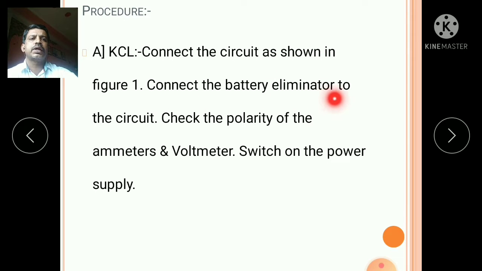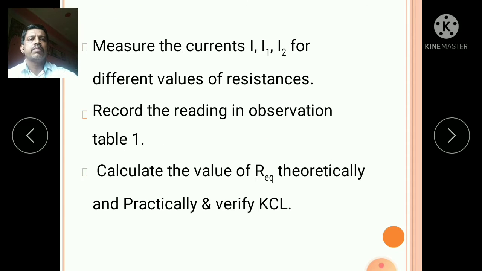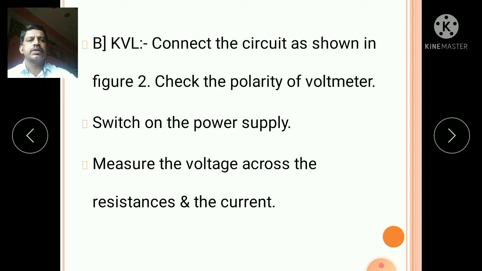KCL: connect the circuit as shown in the figure. Connect the battery eliminator to the circuit. Check the polarity of the ammeters and voltmeter. Switch on the power supply. Measure currents I, I1, I2, I3 for different values of resistances. Record the readings in the observation table. Calculate the value of Req theoretically and practically and verify KCL.